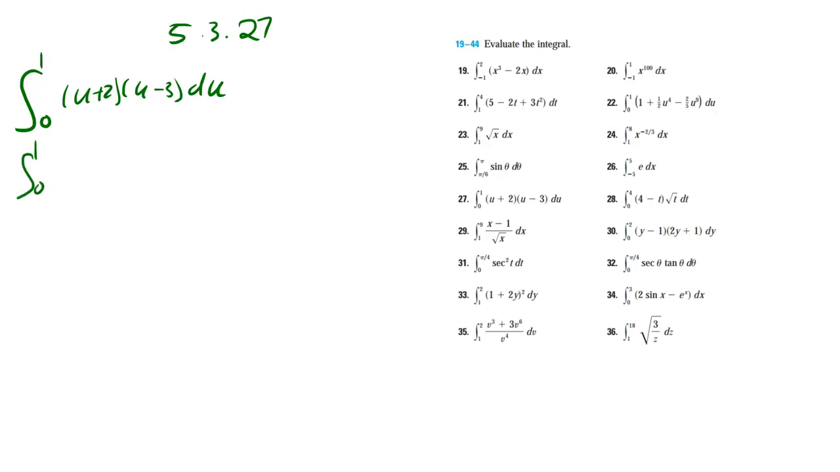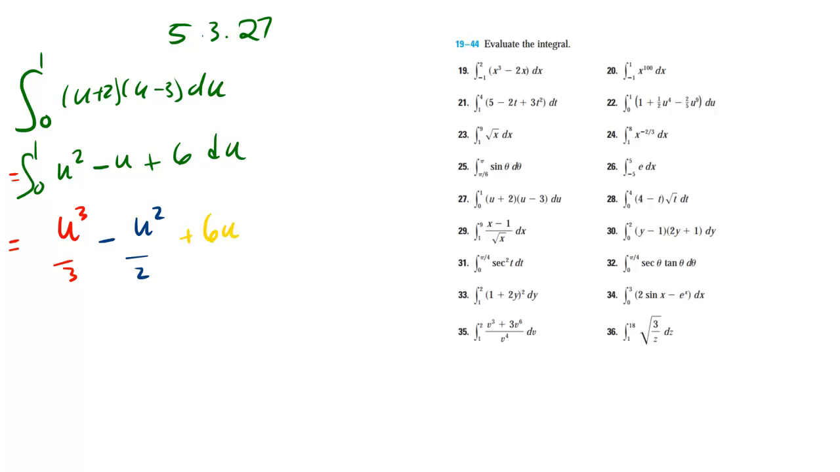Since it is not obvious what function would give me this as a derivative, if I multiply it out, I'd have u squared minus u plus 6. And this is easier for me to think about antiderivatives. What function would give me u squared as a derivative? Well, it would be u cubed over 3. Minus what function will give me u as a derivative? It would be u squared over 2. What function will give me 6 as a derivative?